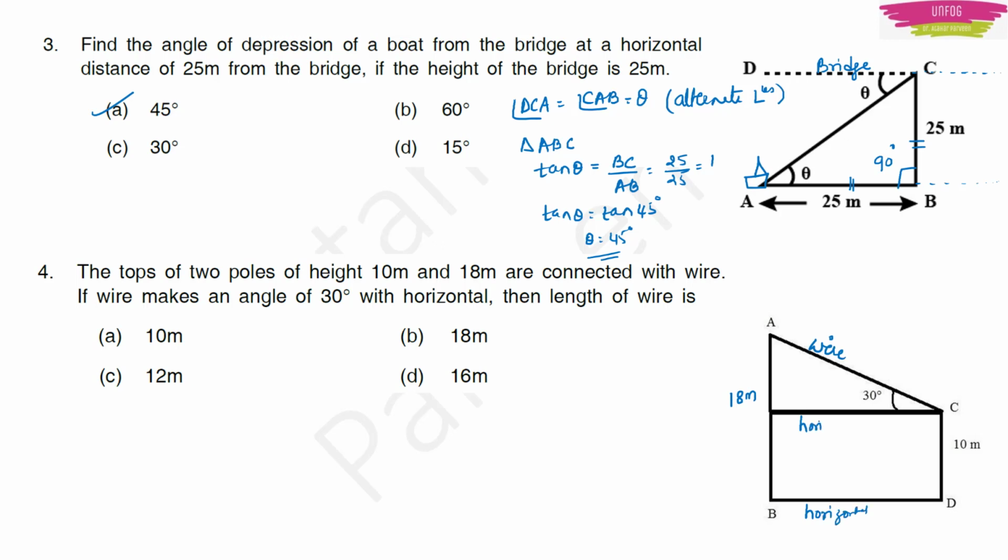But then this also will be horizontal because we are talking about the tops of the poles. We are not talking about the bottom of the pole. Okay. Now this will be angle 30 degrees. The length of the wire is... So you have to find the length of the wire AC.